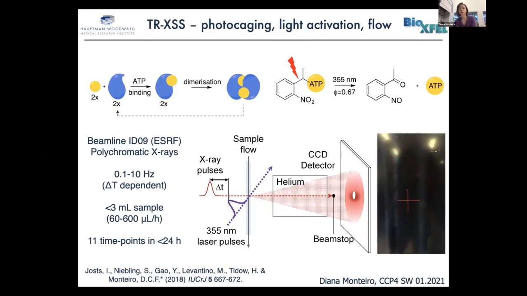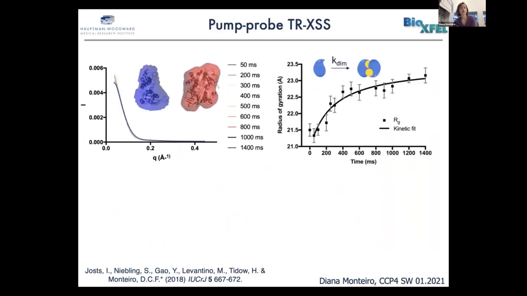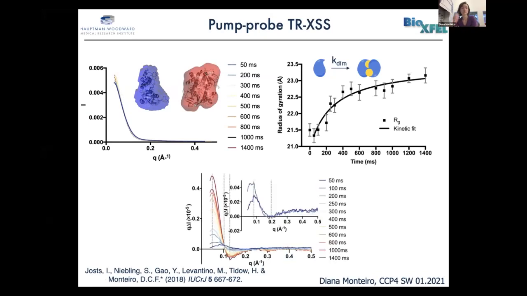And here's a little video of our laser setup. And we could collect data. This was collected on ID09 at ESRF, and we did see over time the formation of a dimer. We could fit our radius of gyration to get kinetics, which is an important part of time-resolved experiments.